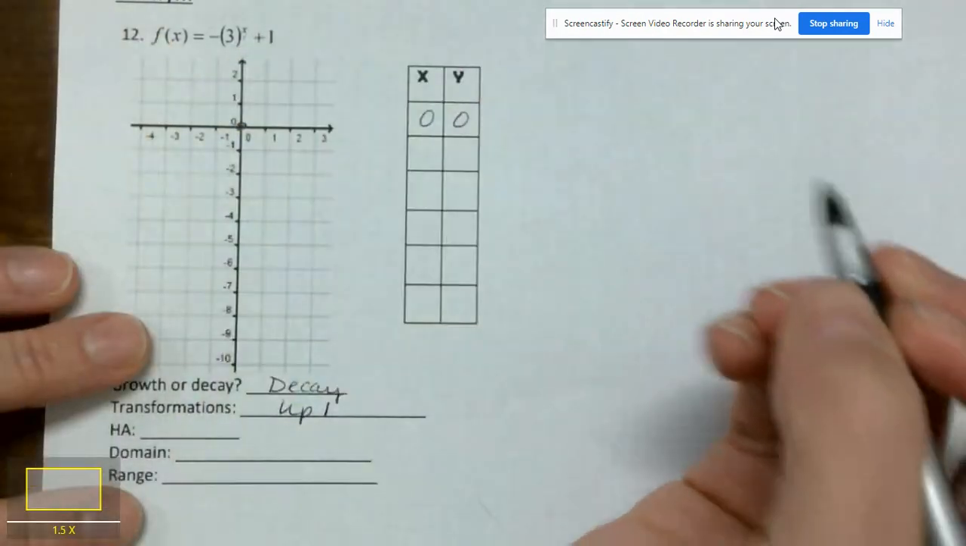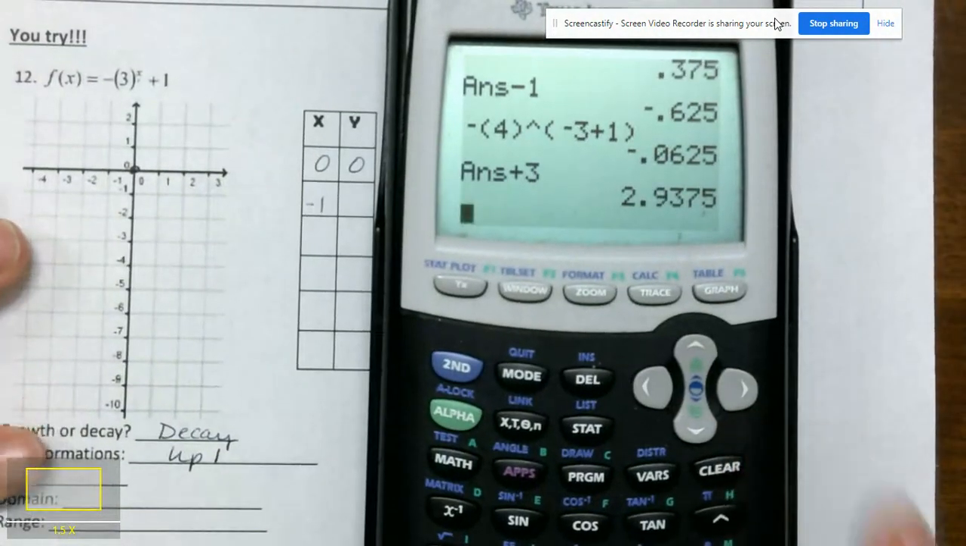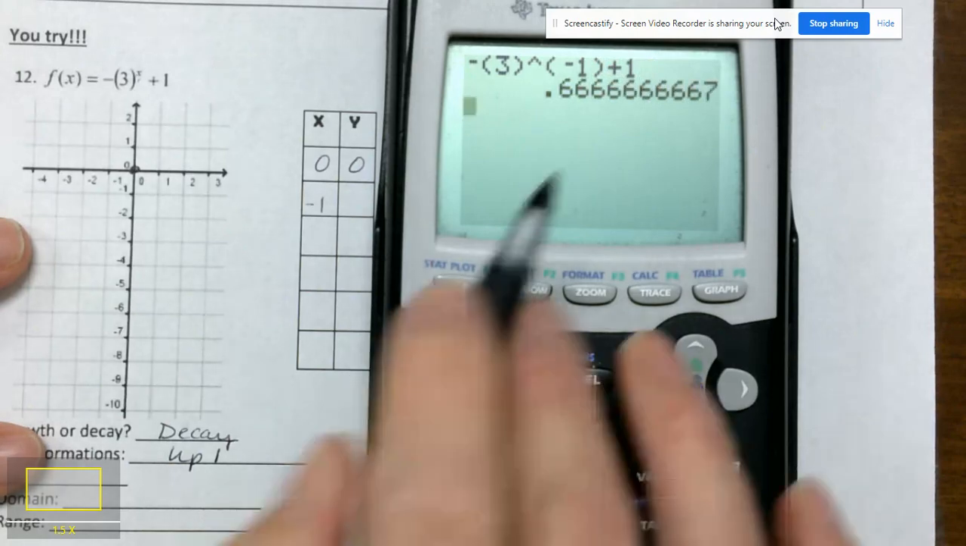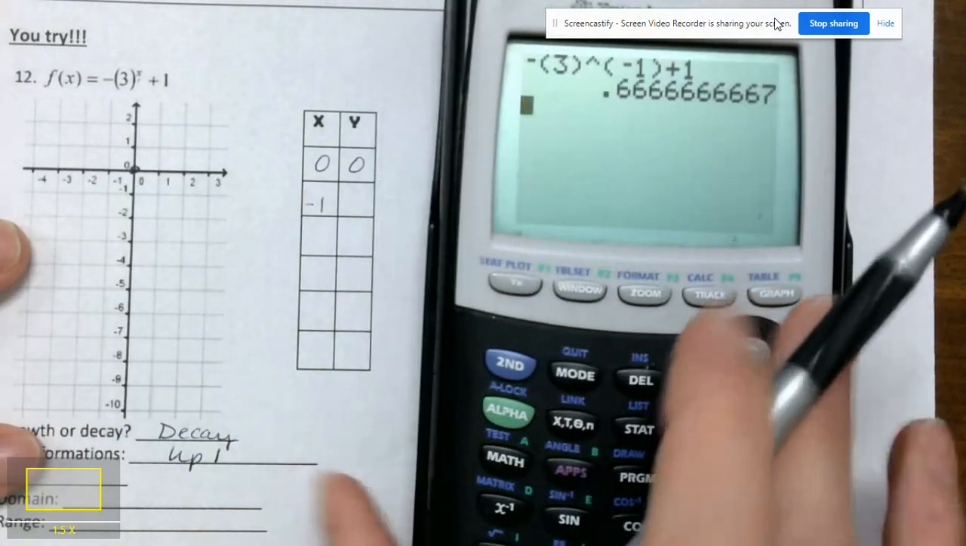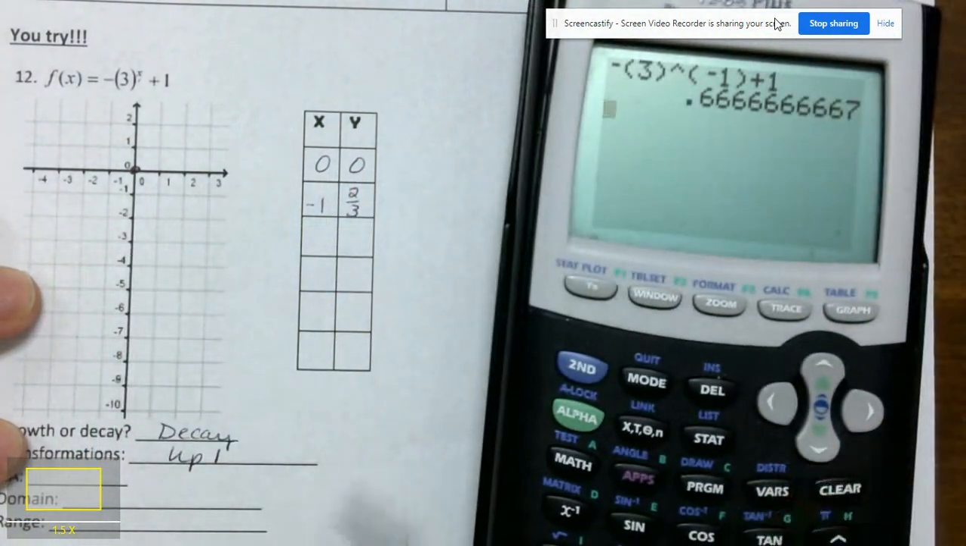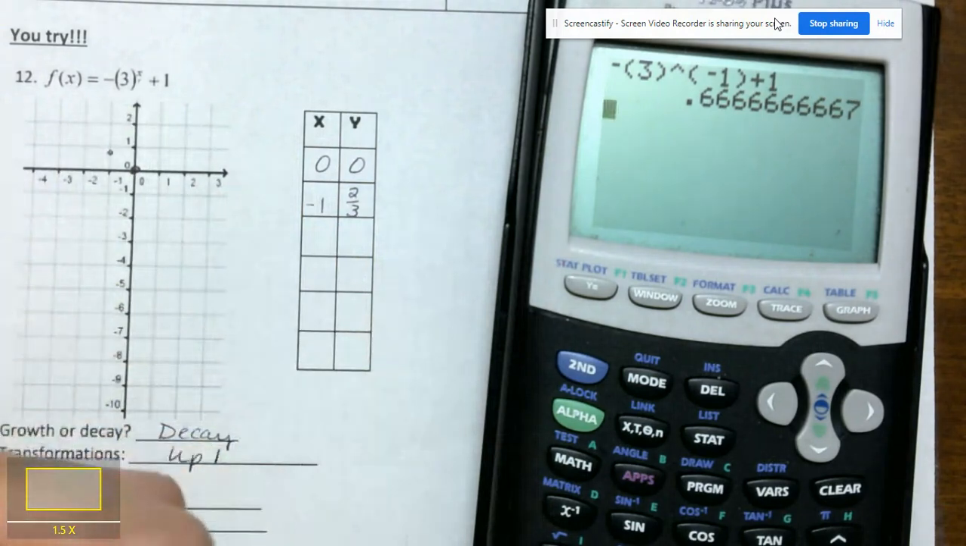All right, let's put in -1. I'm just going to go to the calculator to do it. So I'm putting in negative, and then 3 raised to the -1 power, and then +1. Okay, you can see we get 0.6666. So that's basically 2/3. So we get 2/3 there. So -1, 2/3.